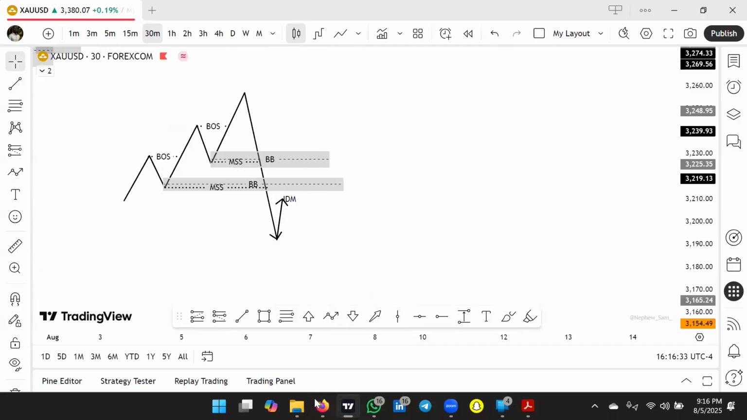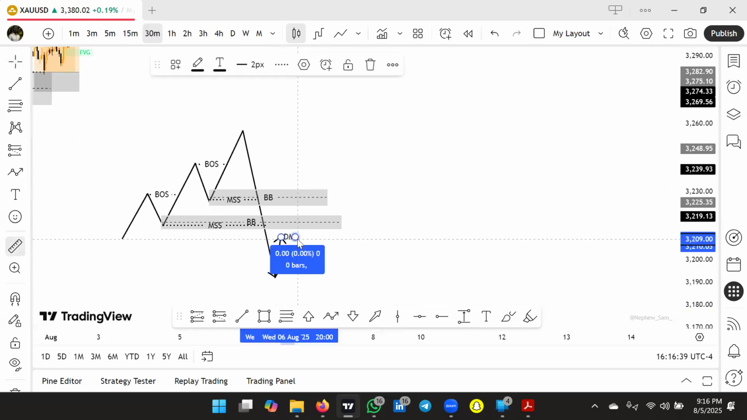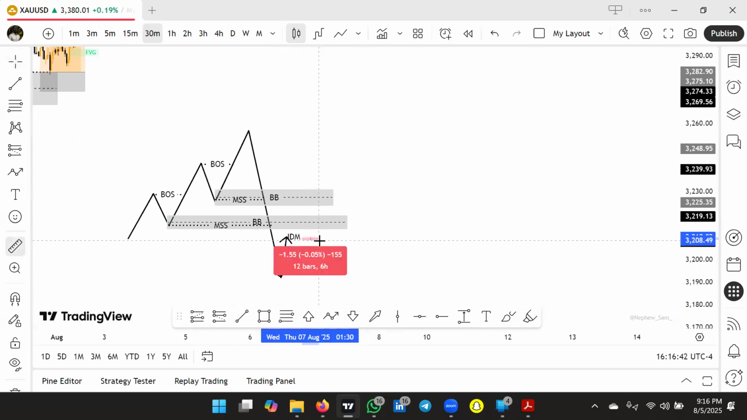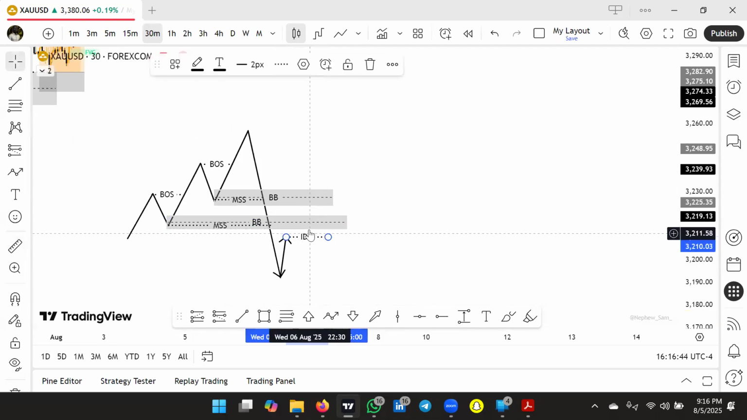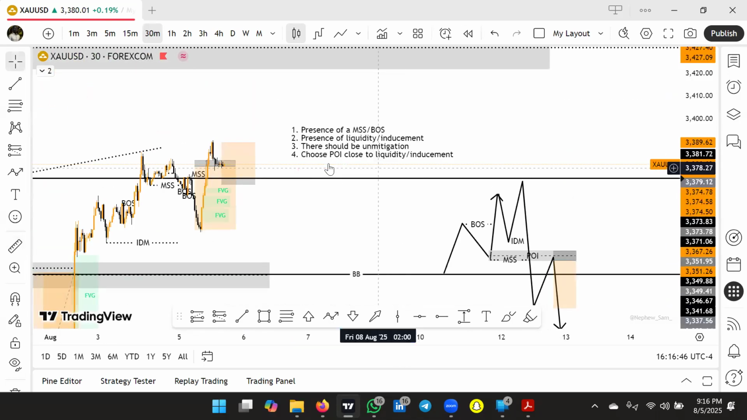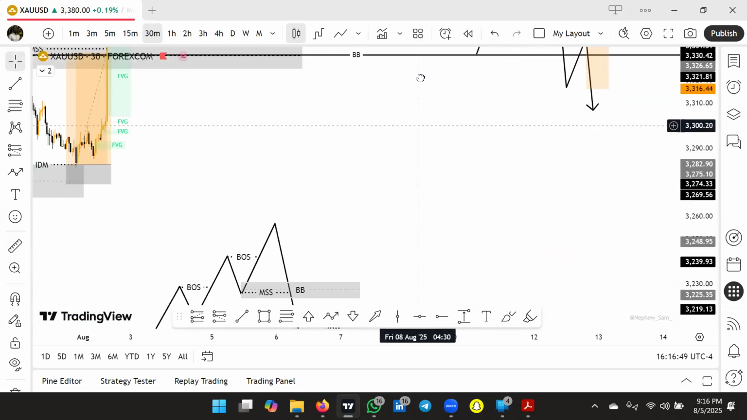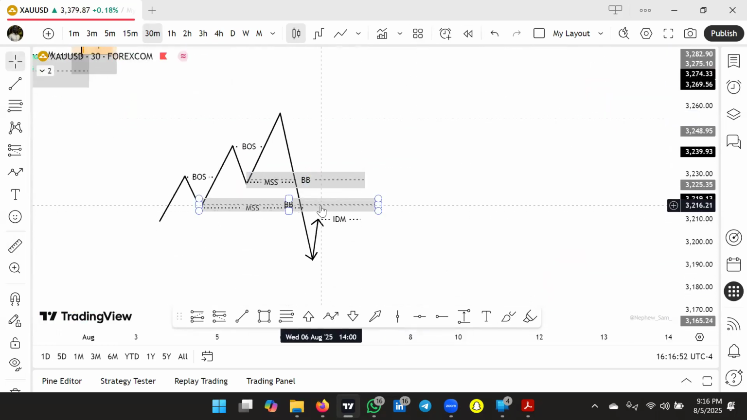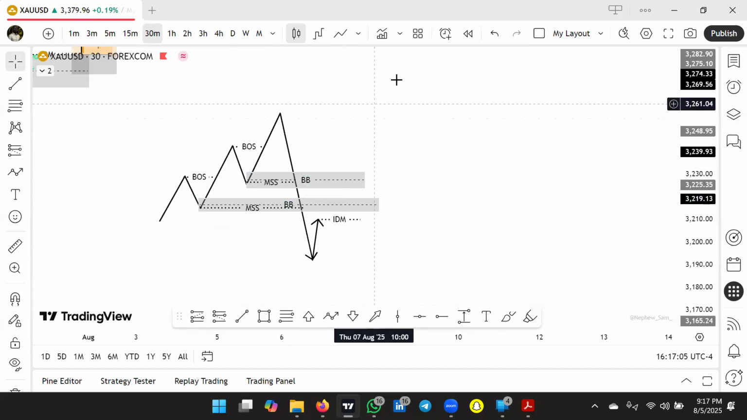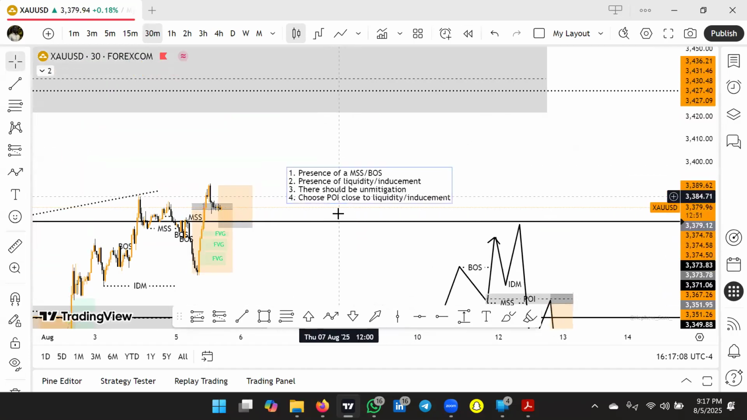Right? So where do you think I am going to take my trade now? From reading the rules, let's say the inducement is closer to this breaker block. Now there should be what, unmitigation, meaning the breaker block must not have been mitigated. It should not have been tested before. The breaker block should not be mitigated. I believe you all know what mitigation and unmitigation is. And the last rule is, you should choose the POI close to your liquidity or inducement.